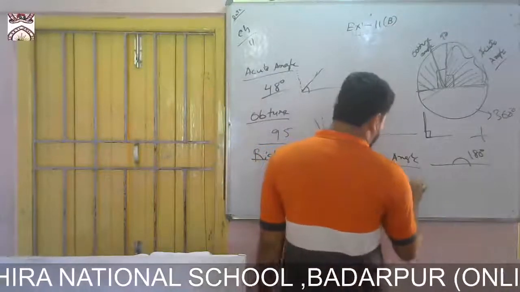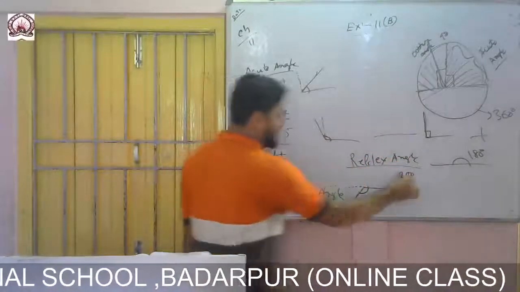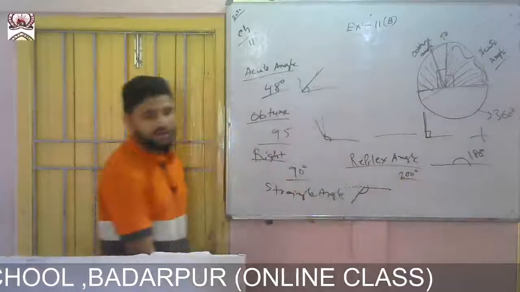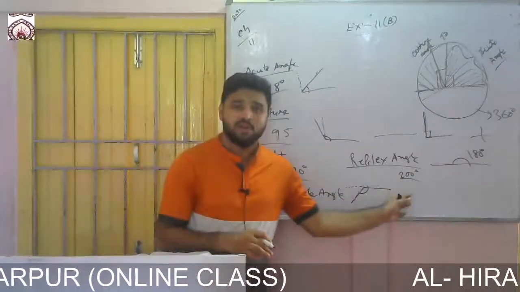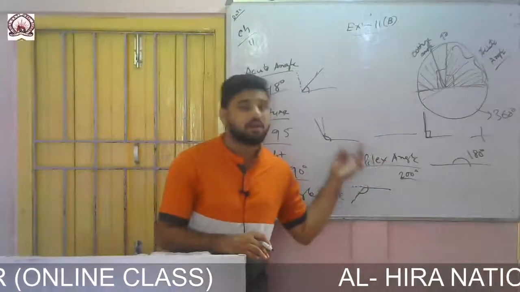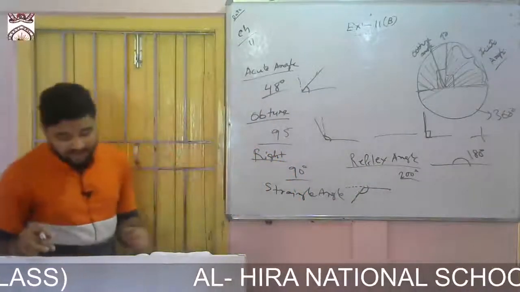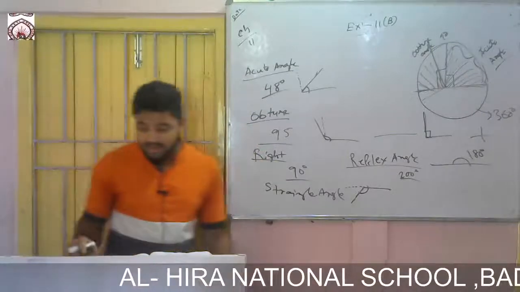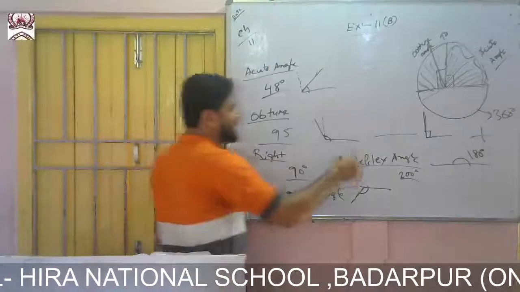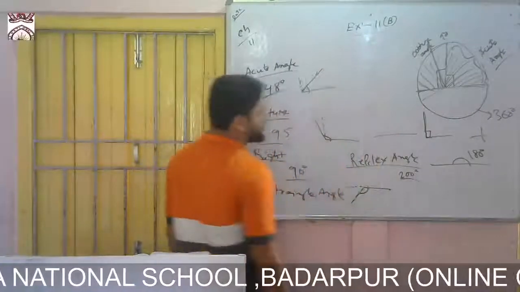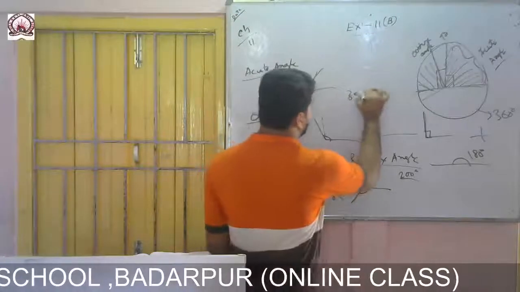Suppose I write 200 degree. So 200 degree is a reflex angle, because 200 is greater than 180 degree but less than 360 degree. And where there is no angle, suppose this is a point, there is no angle, it is called a zero angle.